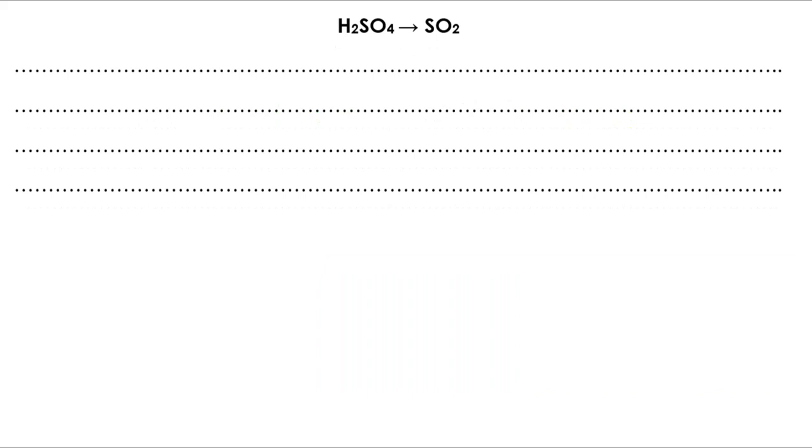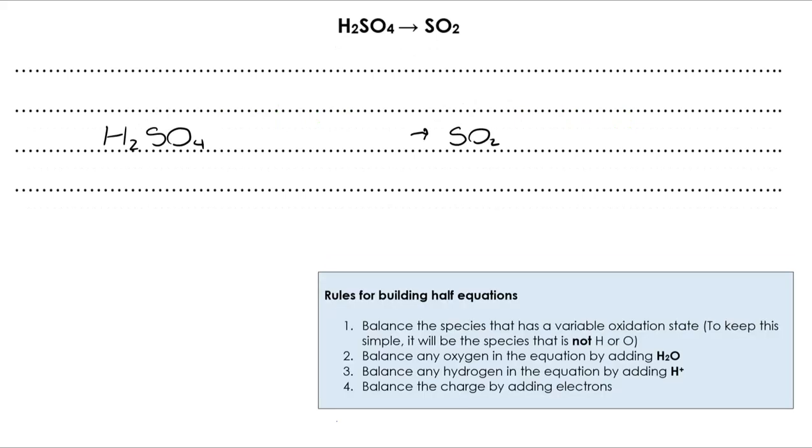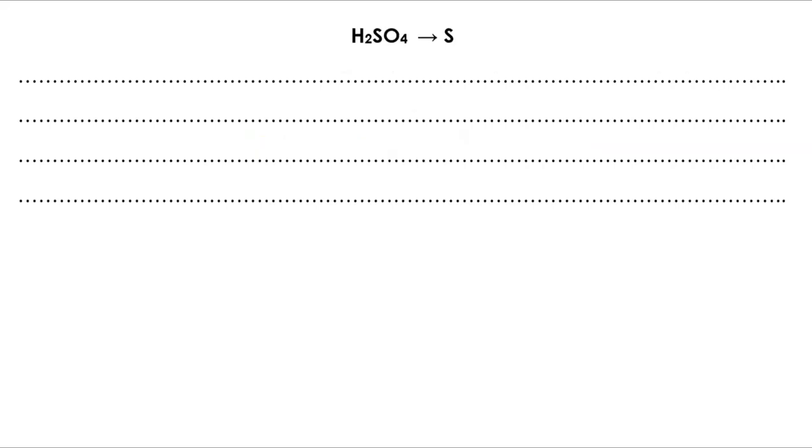And again, let's take a look at the answer. So, I've got the rules there once again. H2SO4 to SO2. Rule 1, balancing the sulfur, done. Rule 2, balancing the oxygens. I need 2 H2O on the right-hand side to take it up to 4. Rule 3, balancing the hydrogens. So I now need to add 2 H+ on the left. And finally, rule 4, I balance the charge by adding electrons. I've got 2 e- on the left-hand side. Next example.